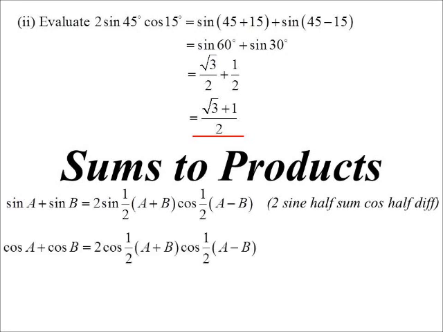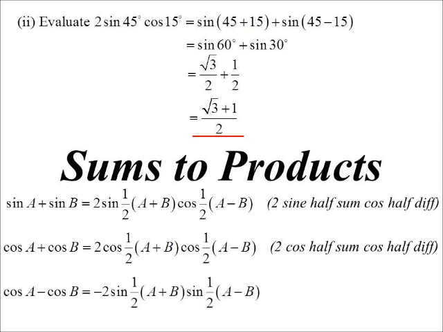Cos plus cos, you can see it's a similar thing, but we've got 2 cos half sum cos half diff. Notice they're both cos half diff. Right? So this is easy to remember so far: sine plus sine is 2 sine half sum cos half diff, cos plus cos is 2 cos half sum cos half diff.